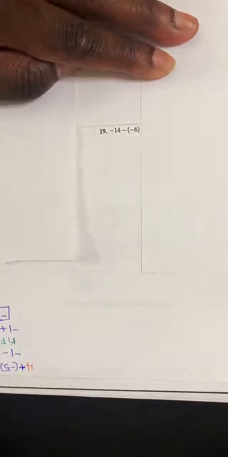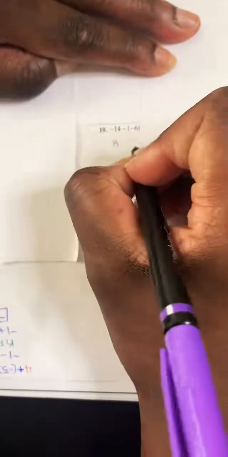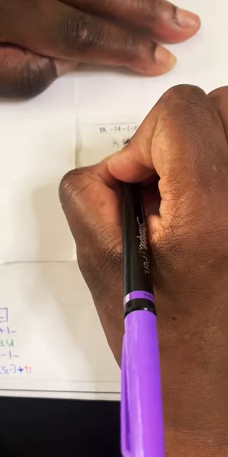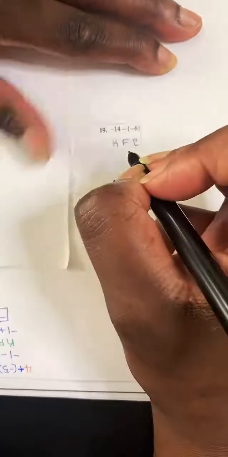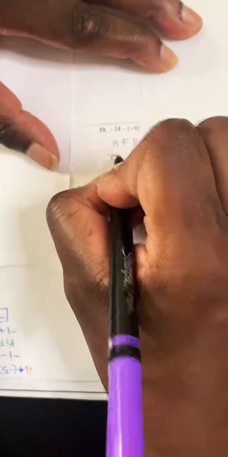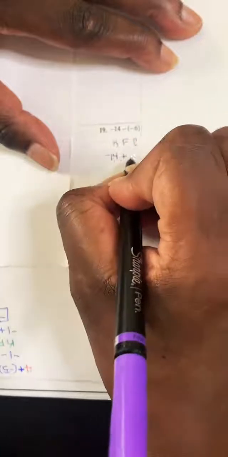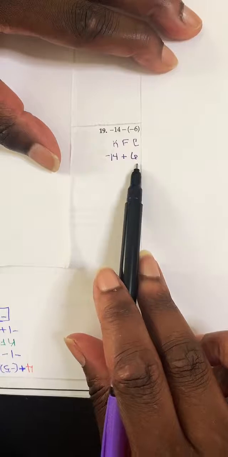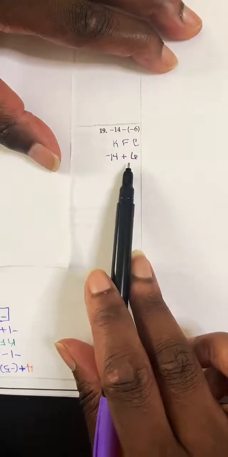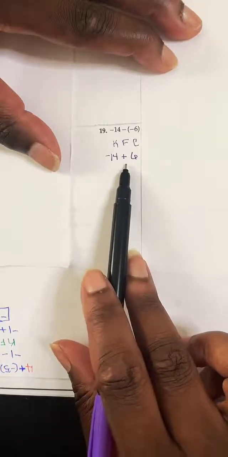All right, so with this comes great joy because we get to do the KFC. So we're going to keep our negative 14. We're going to flip that negative and make it positive, and then we're going to change that negative 6 to a positive 6. So here we go. Negative 14 plus 6. What is my answer for that?